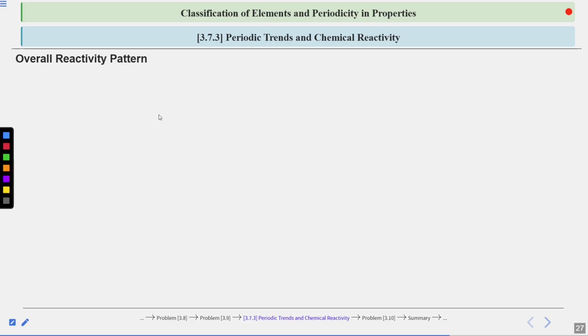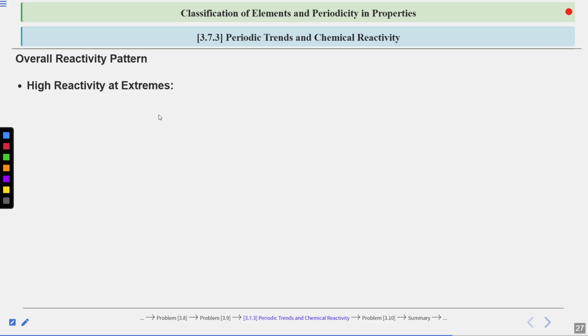Now, what can we conclude from all of this discussion? We have seen that on the leftmost part, the ionization enthalpy is quite less. Therefore, they can lose electrons. Therefore, their reactivity is high. On the rightmost part, they can gain electrons easily. Therefore, the electronegativity is high. But what about the middle part?